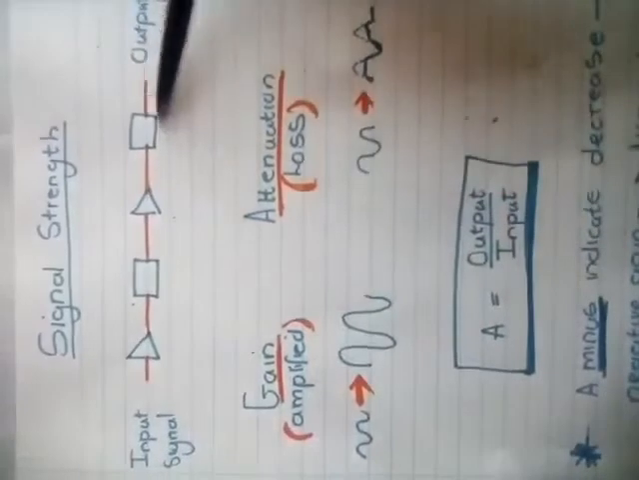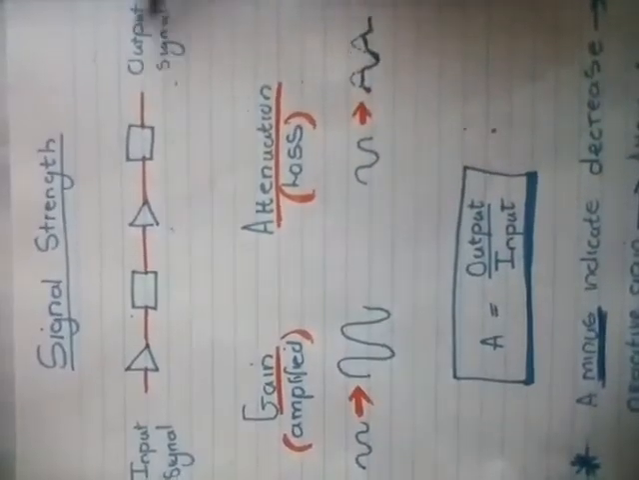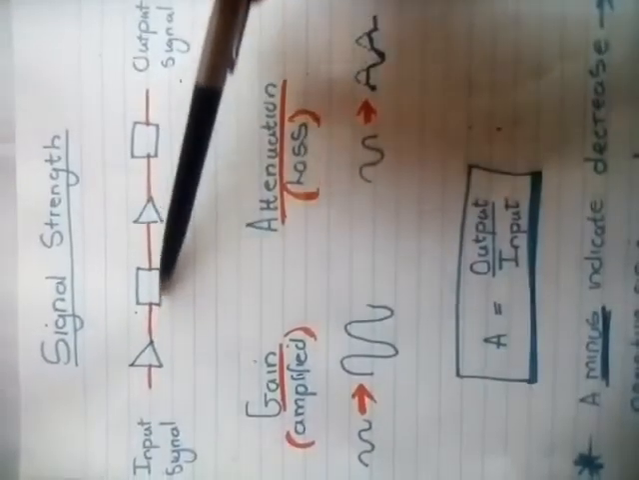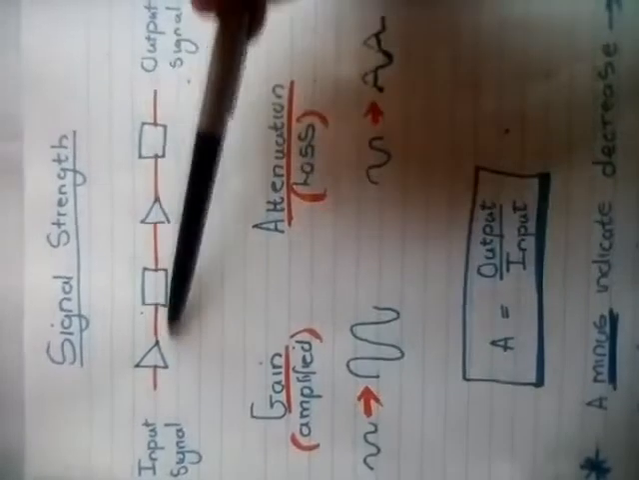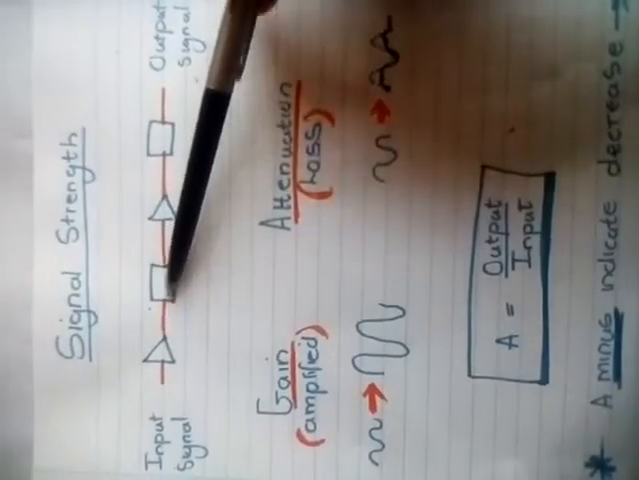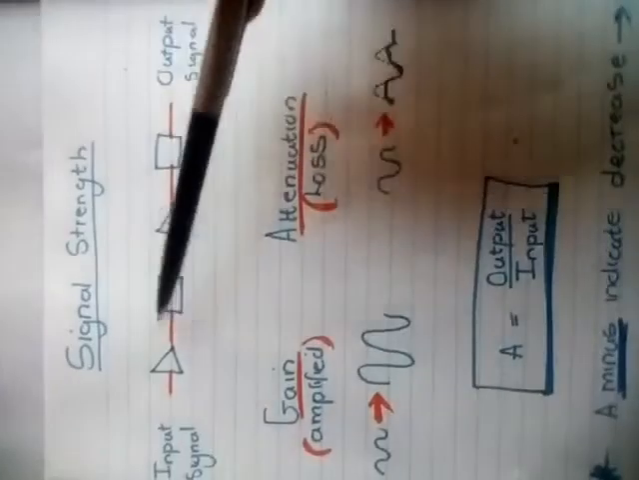Okay, so we'll be looking at signal strength. What is signal strength? When you have an input and you transmit it over a long distance to get your output, the signal will probably suffer losses due to the wires, due to power losses. It will suffer current losses and voltage losses.